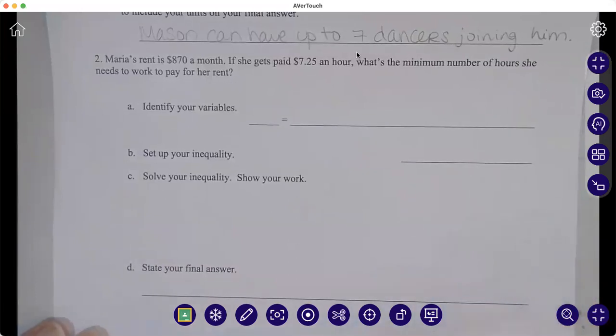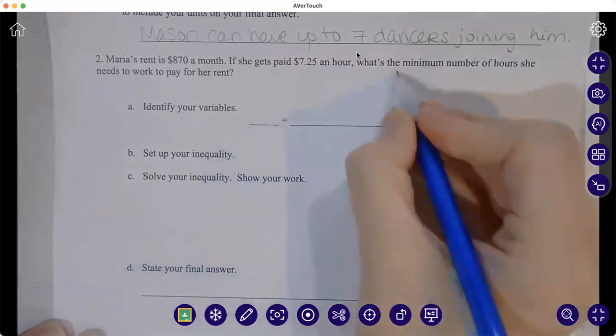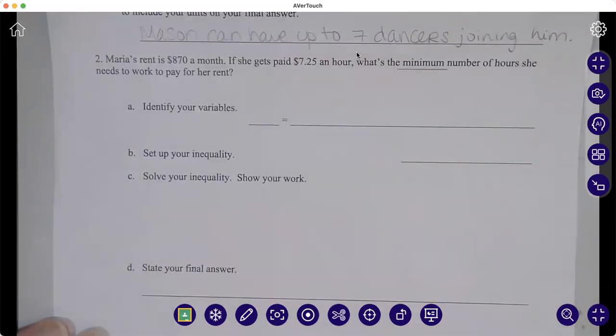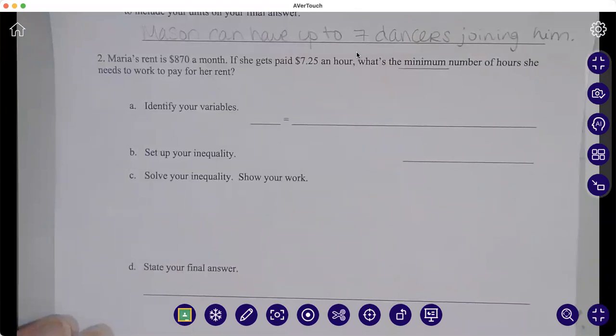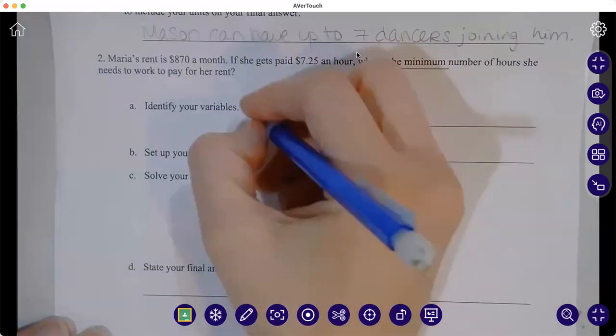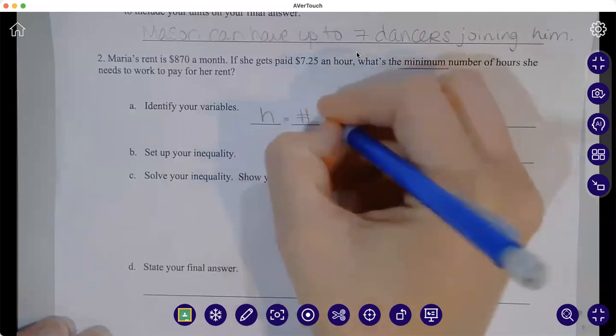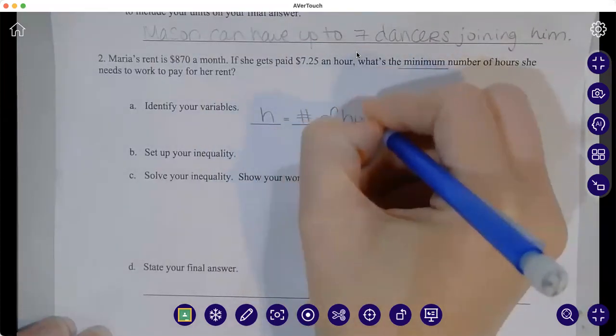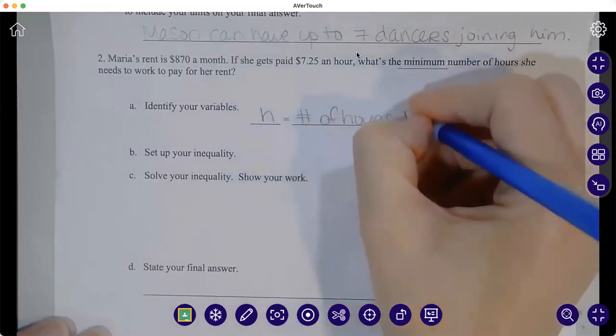Right, next problem we have is Maria's rent is $870 a month. If she gets paid $7.25 an hour, what's the minimum number of hours she needs to work to pay for her rent? So we are trying to figure out the number of hours that she is working. So I'm going to say H is the number of hours Maria works.